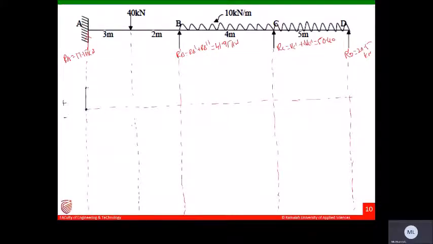Here to here there is no load region. Your SFD varies horizontally. And at this point 40. This is 17.15 kilonewton. At this point 40 kilonewton. So please remember, while drawing SFD, upward is positive, downward is negative when you are coming from left to right. So this 40 kilonewton is acting downward, means plus 17.15 minus 40, it is 22.85.